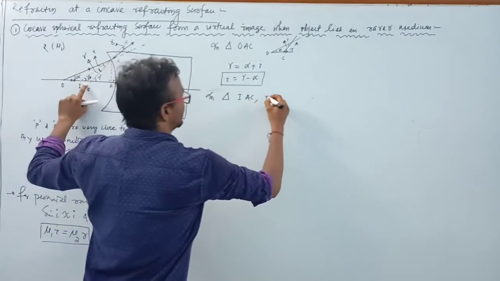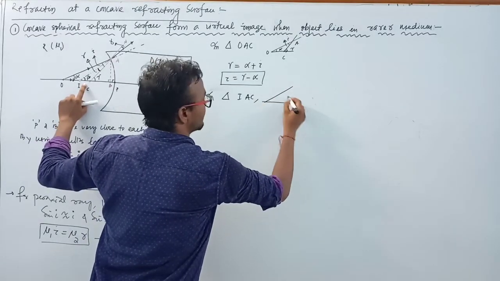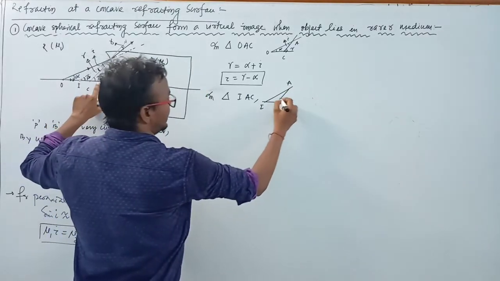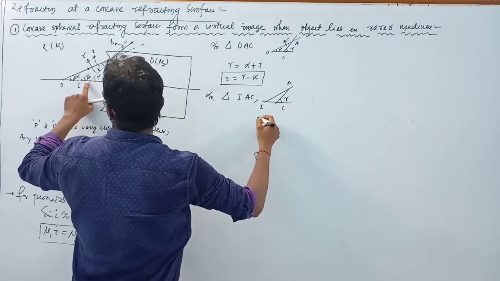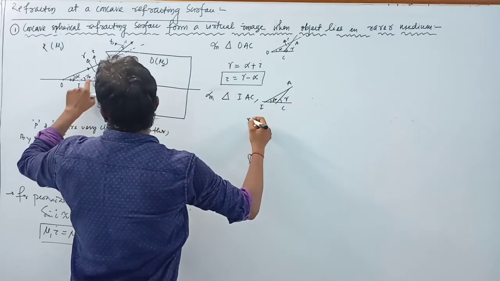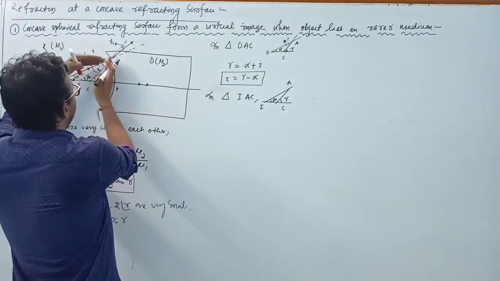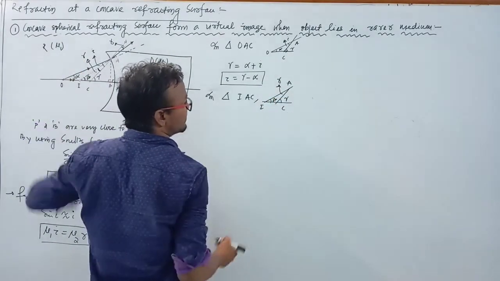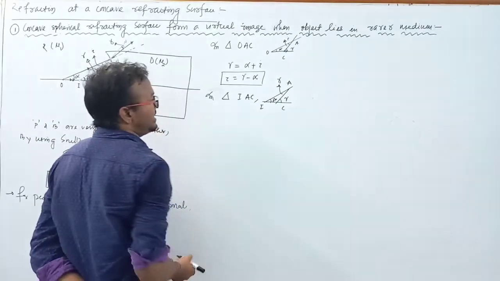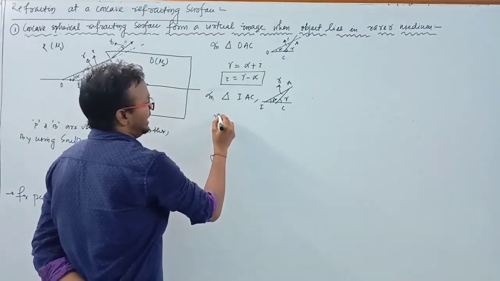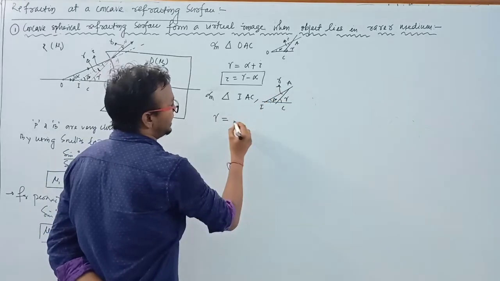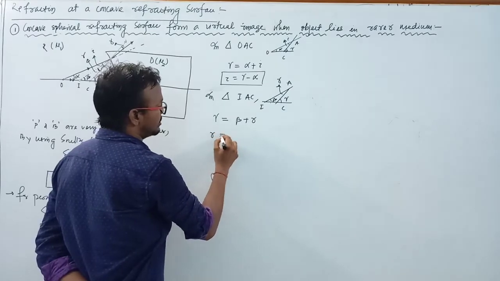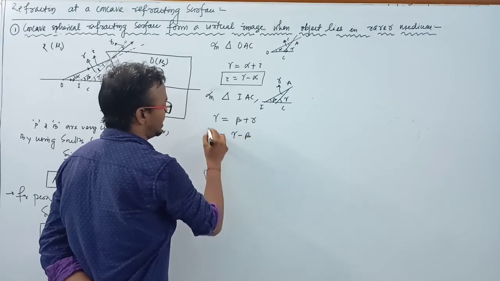In this triangle IAC, the angle C is equal to gamma, angle I is equal to beta, and angle A, this angle, is known as r. Here also gamma is an exterior angle, and the exterior angle is equal to the sum of the two interior angles, that is beta plus r. But we need the value of r, so r equals gamma minus beta.